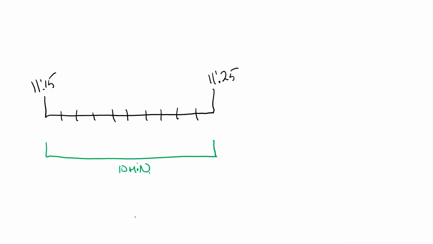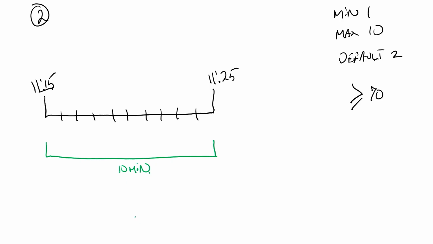So what I've just done: a minimum of 1, a maximum of 10, and I've got a default of 2. So I currently have 2, and it's 11:15. We said that if we were greater than or equal to 70% for a 10-minute time grain, so there's my 10-minute rolling window, measured on 1-minute intervals.